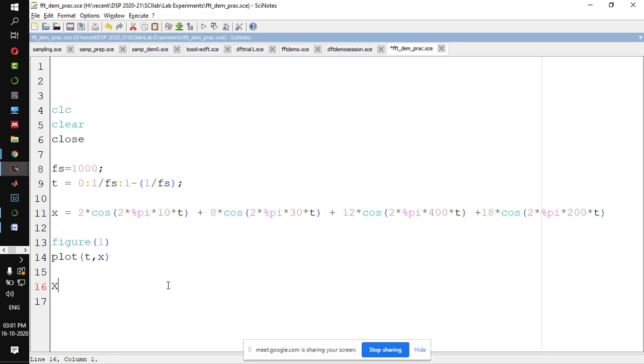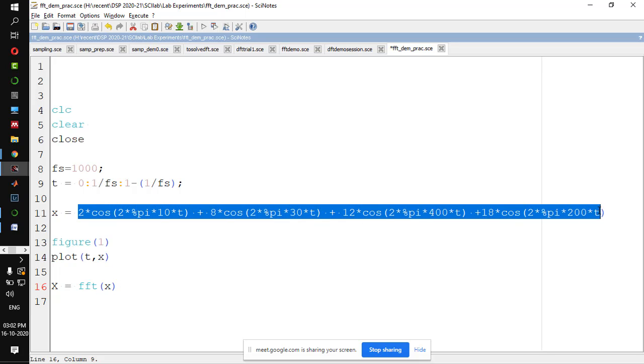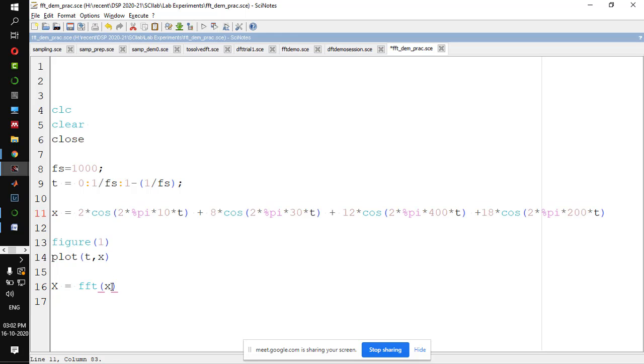So capital X, that is x of k, is equal to, how do I take it to the frequency domain? It is as simple as FFT. What is this FFT? It's a command which will find the DFT of the time domain signal x. FFT of x. By default, the number of points in x of n is the same number of points it will take if you don't give the number of points.